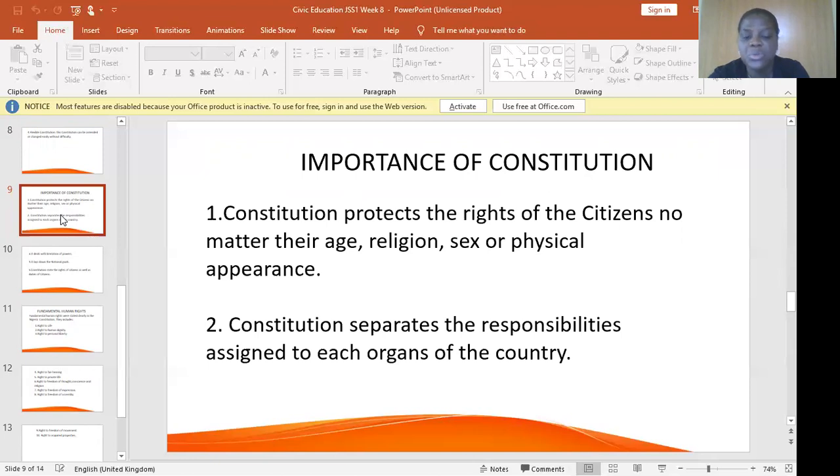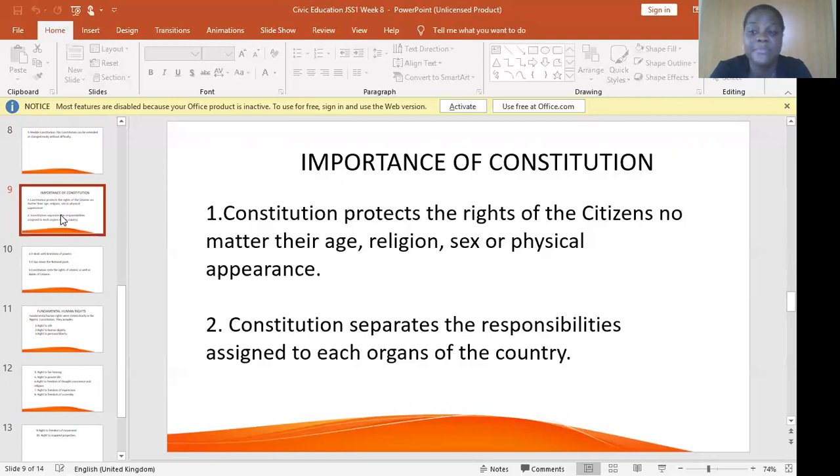Then number two, the constitution separates the responsibility assigned to each organ of the country. Who can remind us of the organs of the country? Let me give you another tip. The organs of the country are also the arms of the country. Can you remember? Let me remind you. We have the judiciary, the legislative, and the executive.